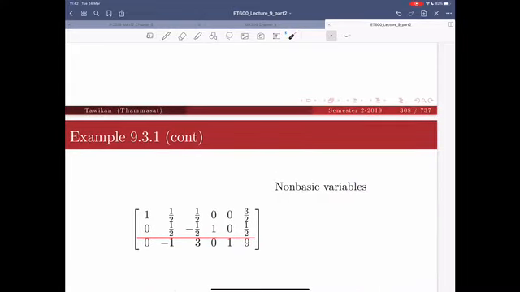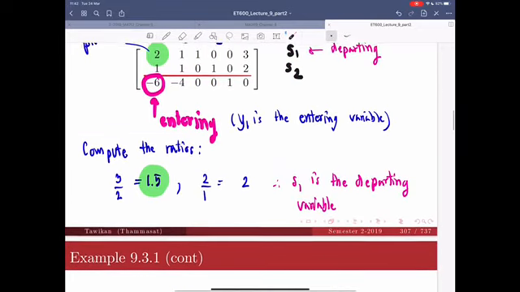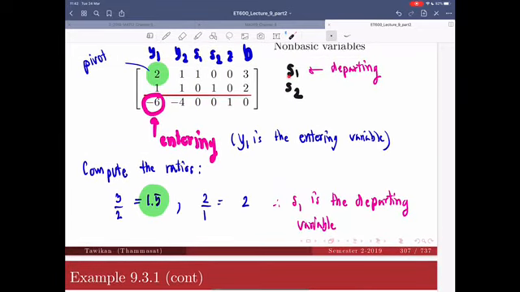Okay, let's take care of the non-basic variables. A moment ago, S1 departed already, and the entering variable was y1.